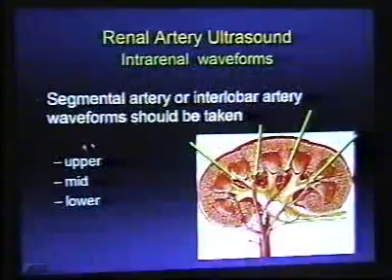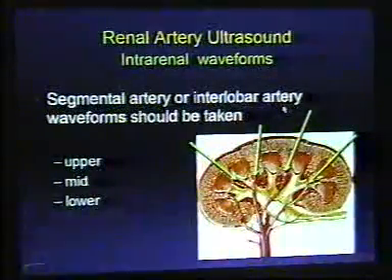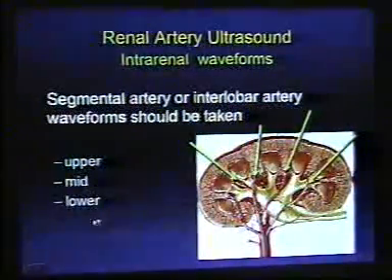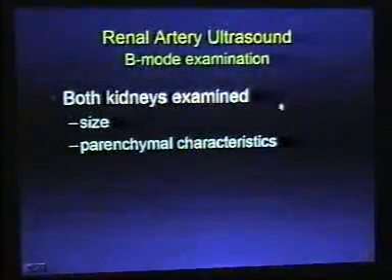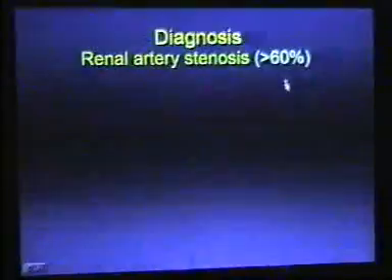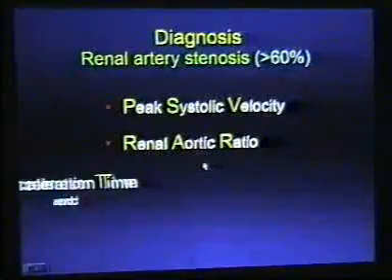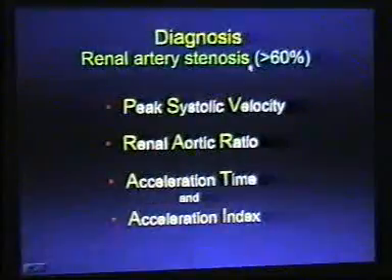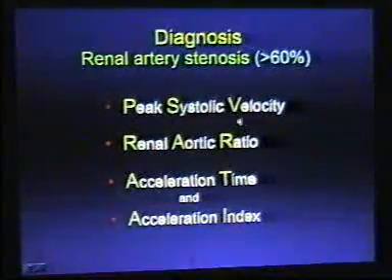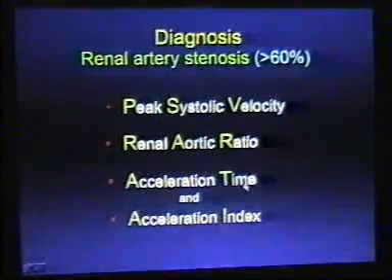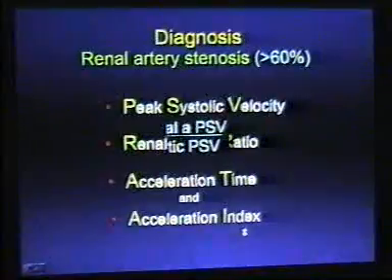Intrarenal waveform, segmental artery or interlobar artery waveform should be taken from upper, mid and lower parts of the vessels. Both kidneys examined on B mode for size and parenchymal characteristics. For renal artery stenosis, if it is more than 60%, it is very important. Peak systolic velocity is measured, renal aortic ratio is measured, acceleration time and acceleration index are very important.